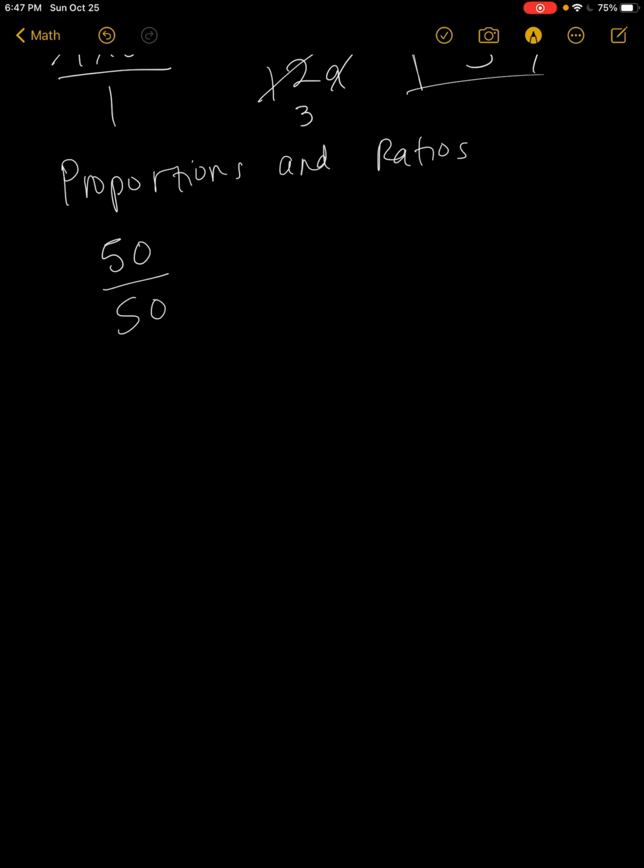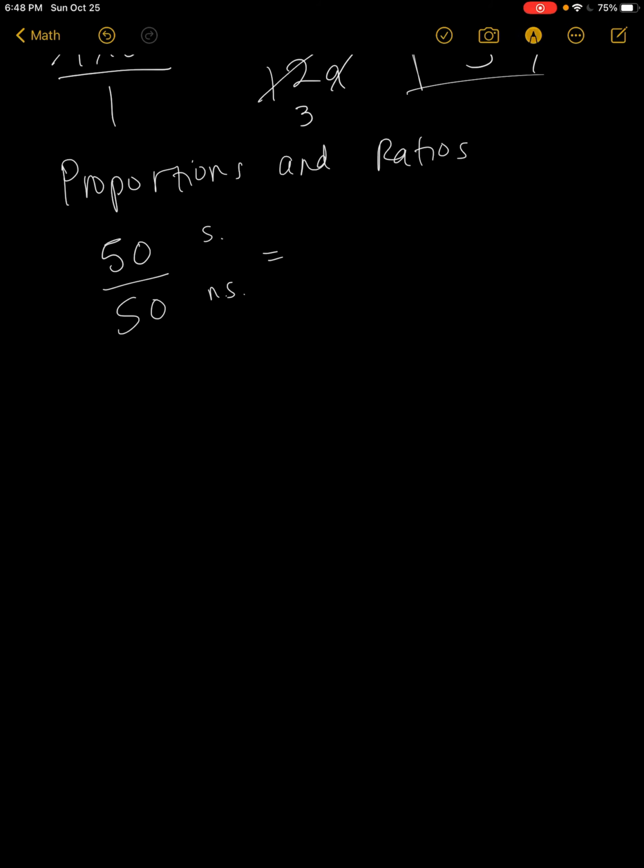a 50 ratio of people who, I don't know, skateboard and people who don't skateboard. Let's say half of the world skateboards. So for every 50 people who skateboard, there are 50 people who do not skateboard, right? So this is the skateboarders, and these are the non-skateboarders.